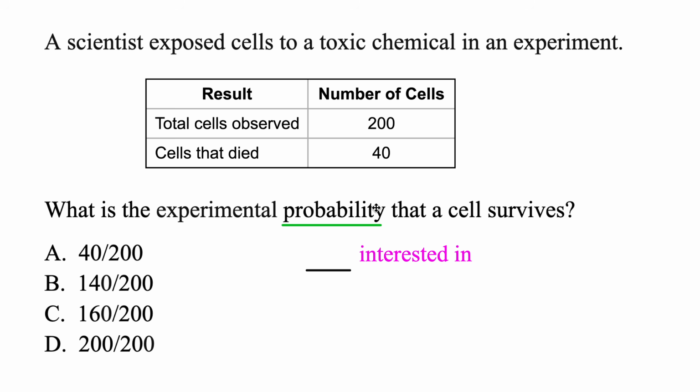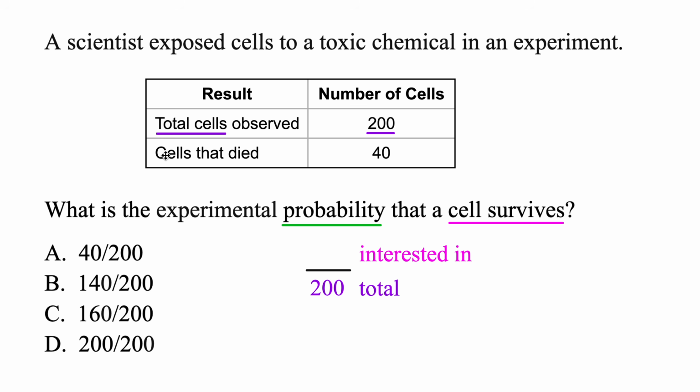We want to find the probability that a cell survives. Let's see what's going on here. A scientist exposed cells to a toxic chemical in an experiment. The total number of cells observed was 200. We notice this is the total, 200. Let's go ahead and put that as the total in the bottom of the fraction.